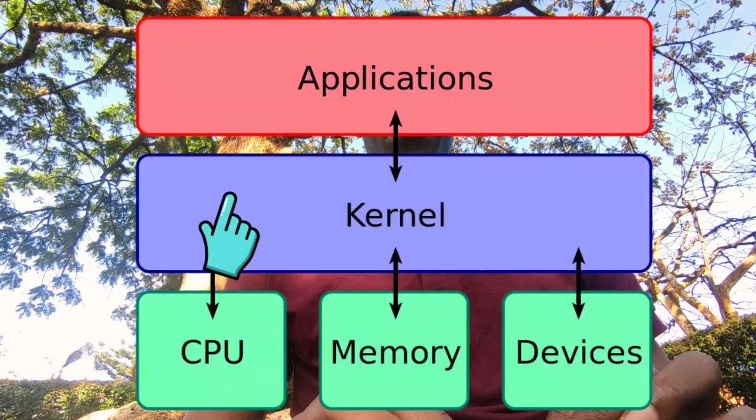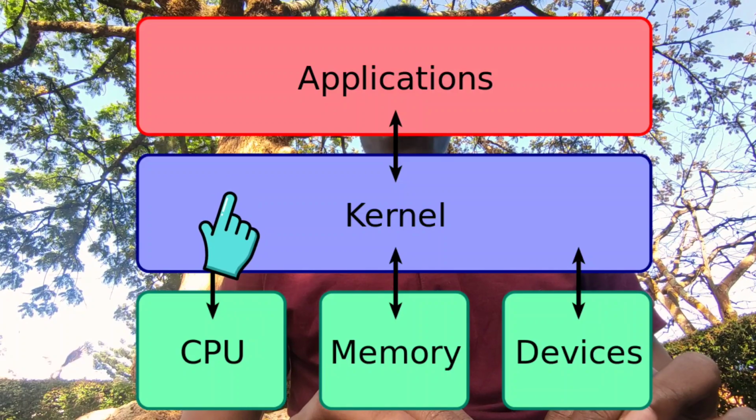Once the bootloader does its job, we move on to the kernel. The kernel is the core of the operating system. It manages hardware resources, memory, and runs essential system processes. It's like the brain of your computer.